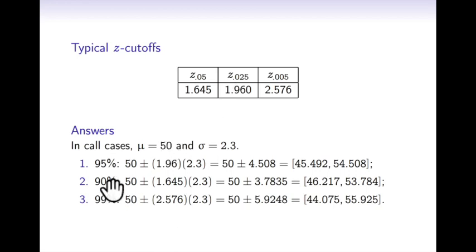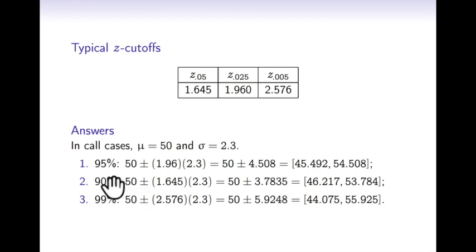So all we have to do is understand that when we're trying to carve out the middle 95%, that's going to leave 5% out. That 5% is going to be half on the right and half on the left tail. That's 2.5% or 0.025. So the cutoff that's appropriate for this calculation is this 1.96. So we simply take 50 plus or minus 1.96 times 2.3. We work out the margin of error. That's going to be the product of these two numbers. That's 4.508. We subtract it, we add it to 50, and that gives us this interval from 45.492 to 54.508. That interval for this particular curve is going to carry that middle 95%.